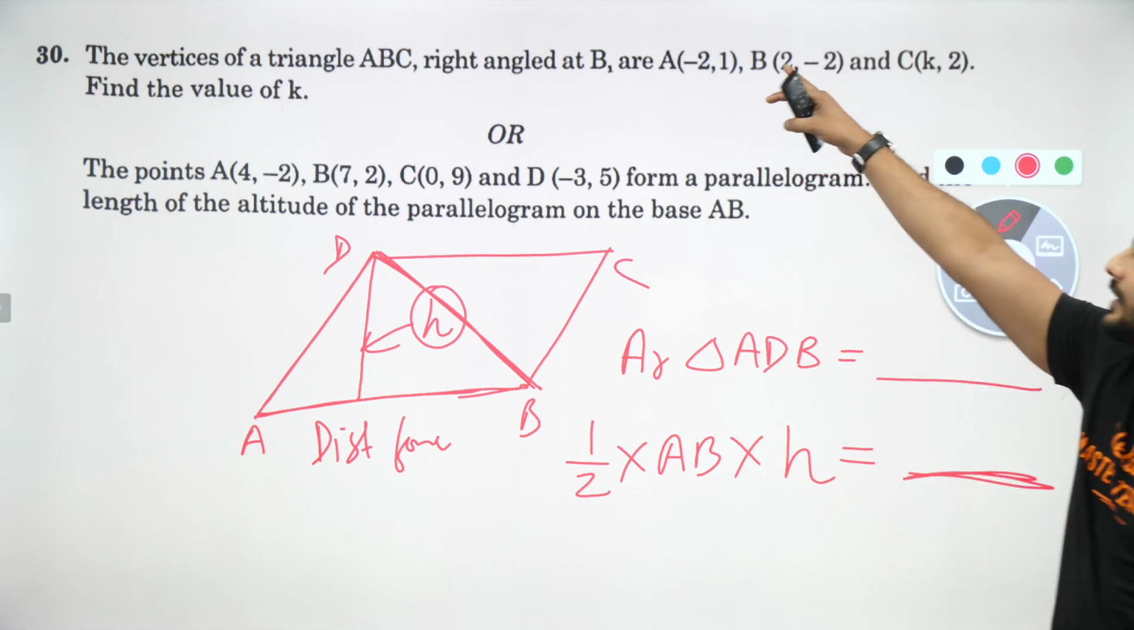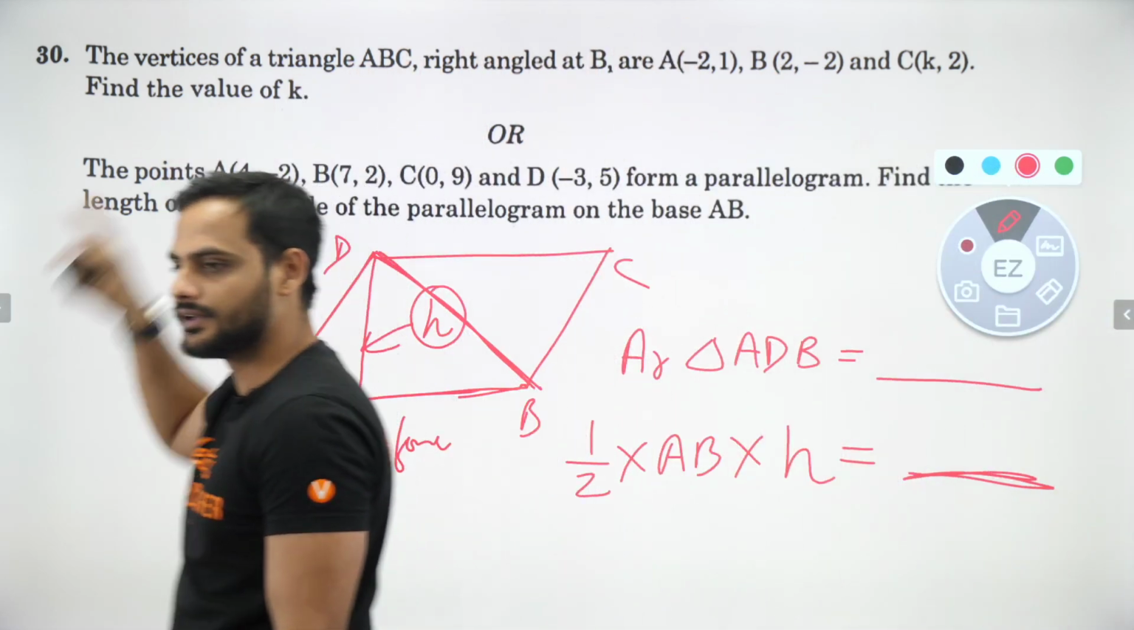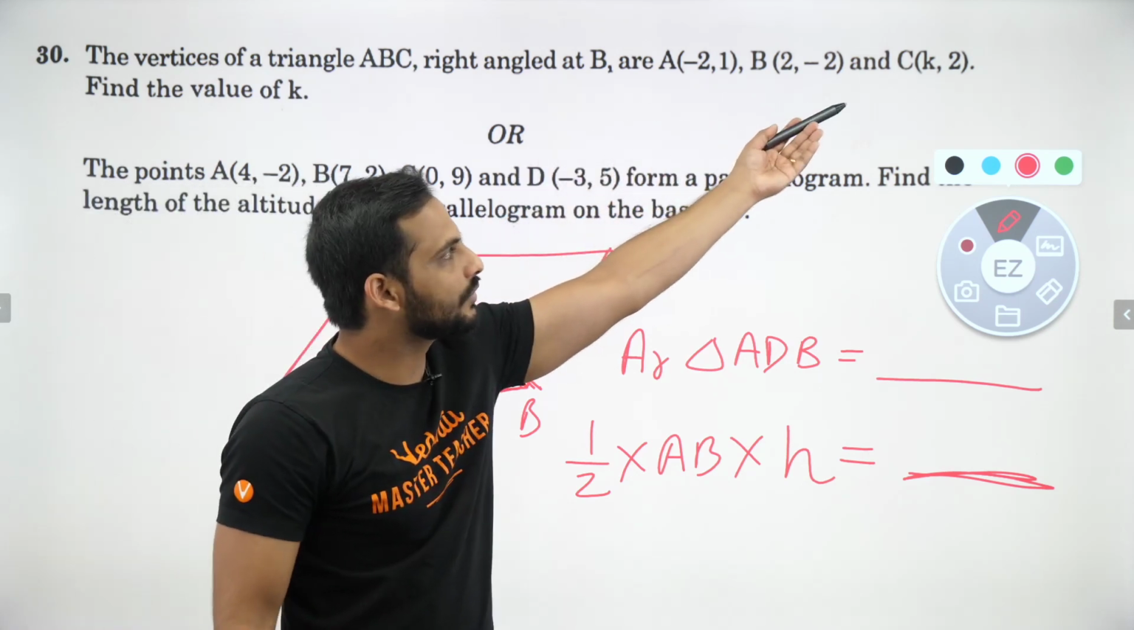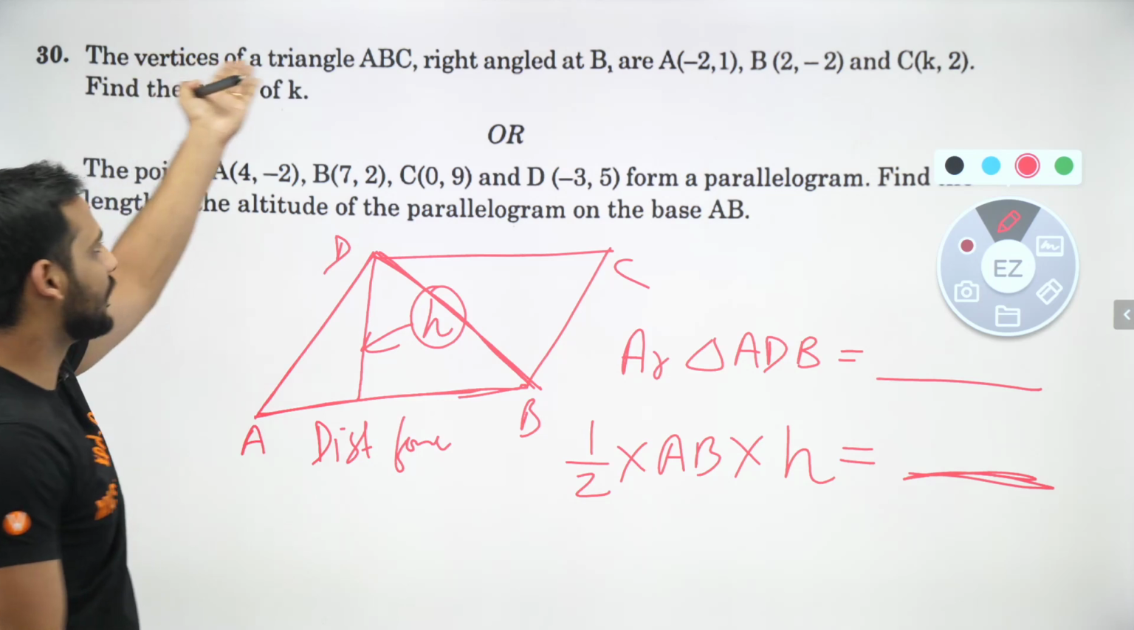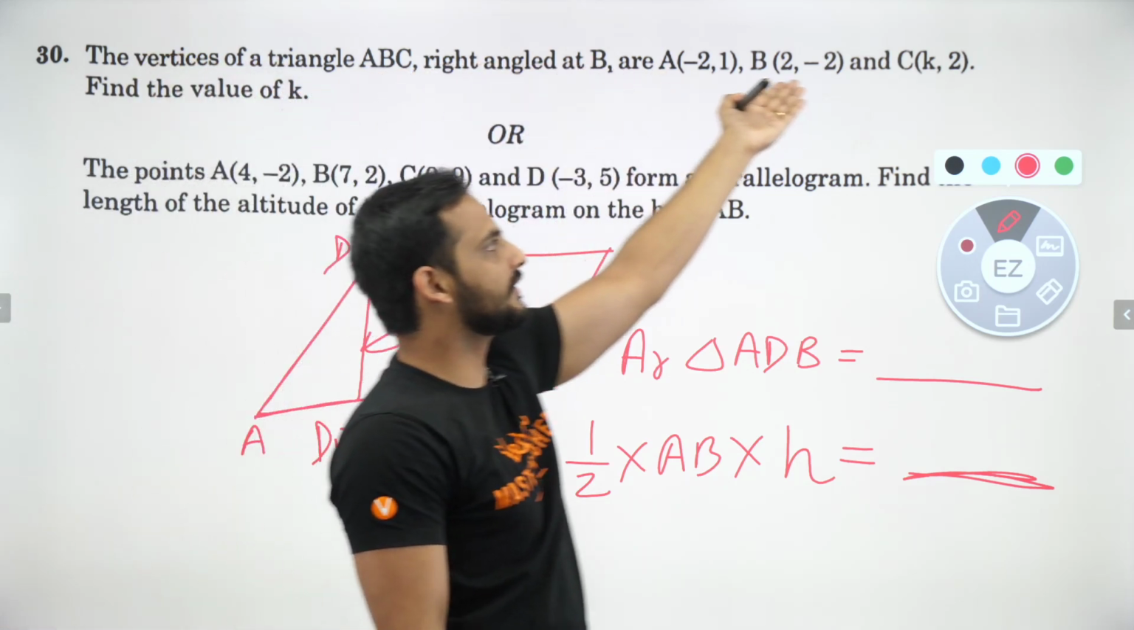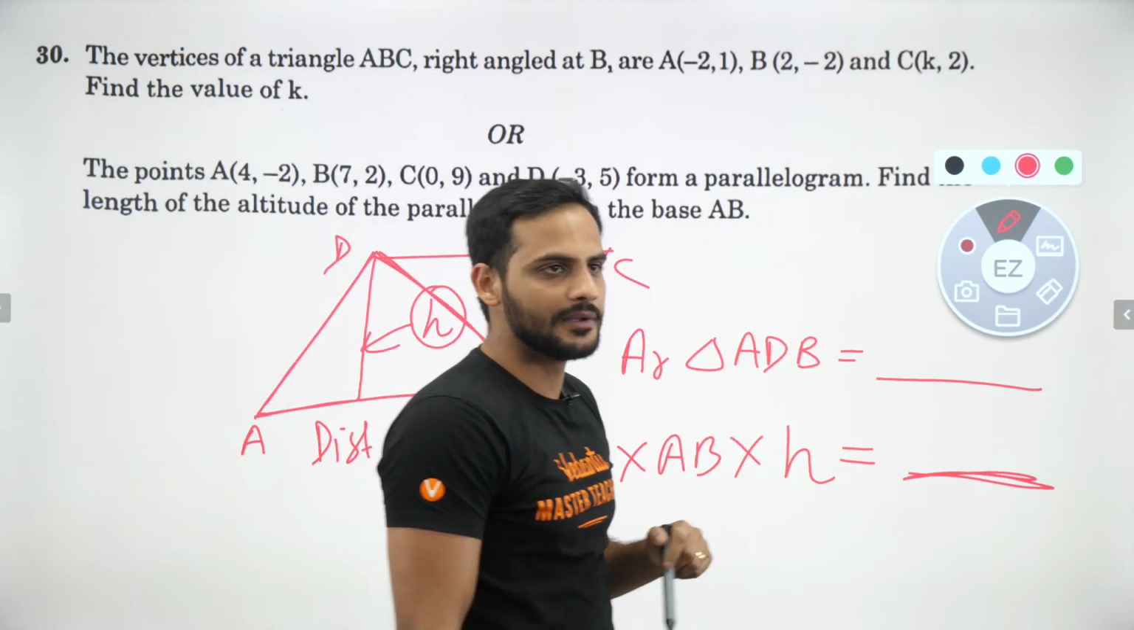Why not area of triangle in the previous question? What will you do with the area of triangle? Even if you find the area of triangle, k is equal to what? What equation will you make? Do you know the area of the triangle? If they had given the area of the triangle, then I would use it. Area of triangle will not work for me.